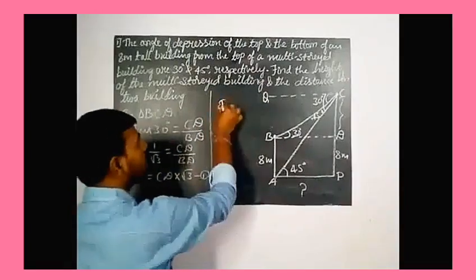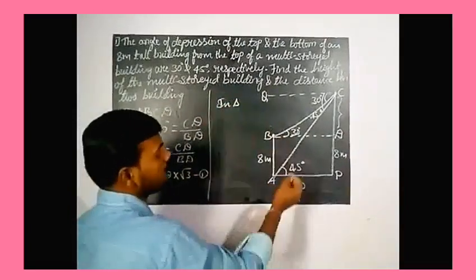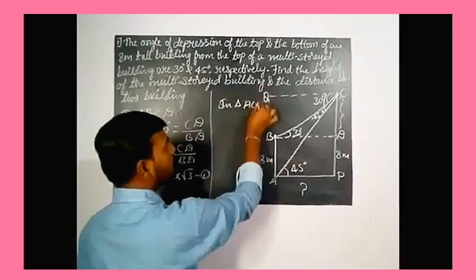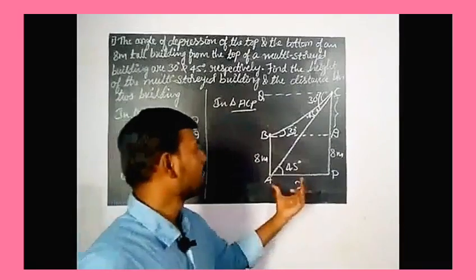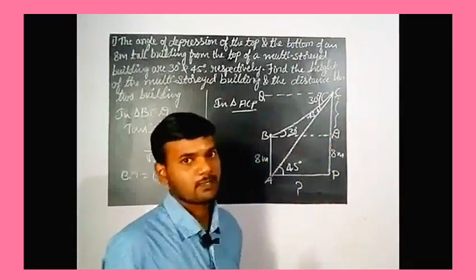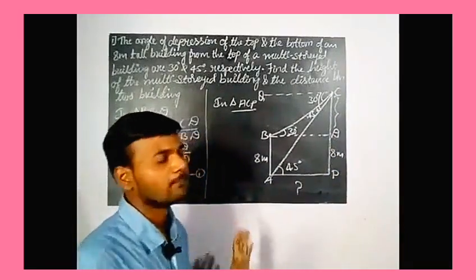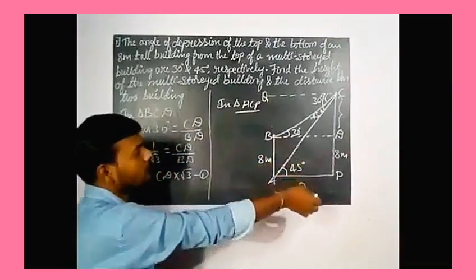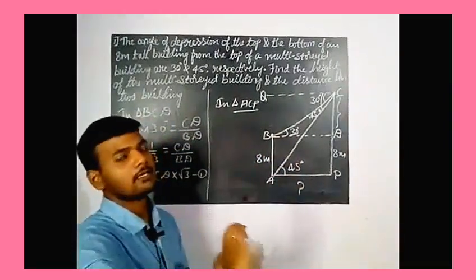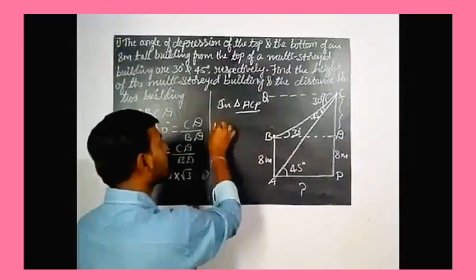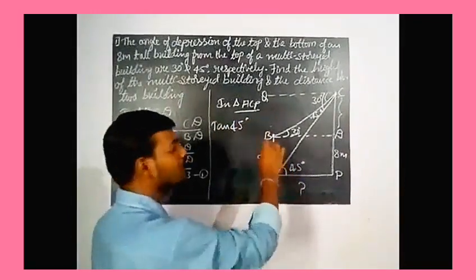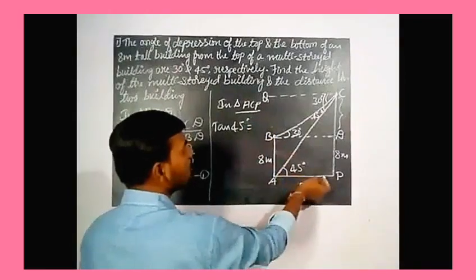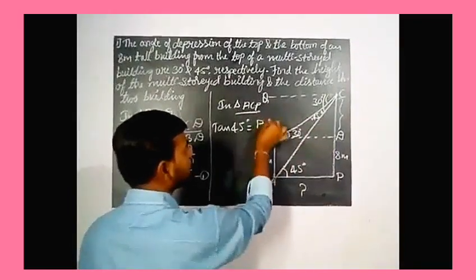Now in triangle ACP, we need to find AP and also we need to find PC. PC is the height of the building. So how can we solve it? Again, by applying the tan. Tan 45 degree, because the angle of depression is 45 degree there. So tan 45 is equal to PC by AP.